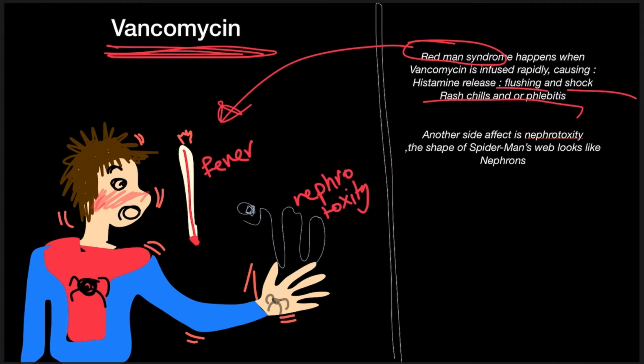Another side effect is nephrotoxicity. Look how this spider web looks like a nephron. So this web is going to remind us of nephrotoxicity. And if we give vancomycin to a patient with renal failure, he might develop ototoxicity, which is going to lead him to losing his hearing.